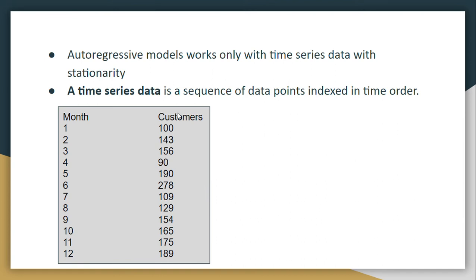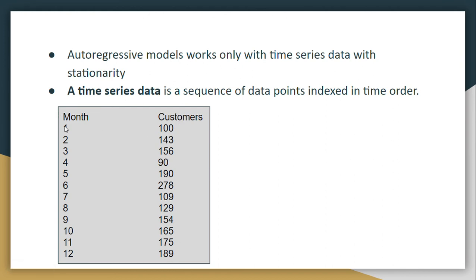A time series data is a sequence of data points indexed in time order. Here is an example of time series data. It is a data set of a given business, whereby we have the month and the number of customers.